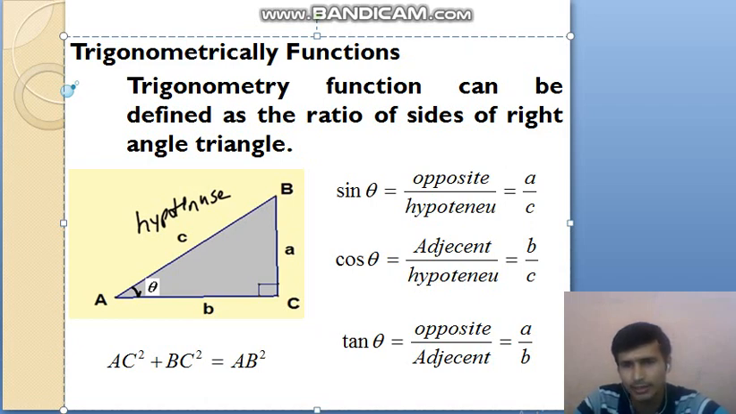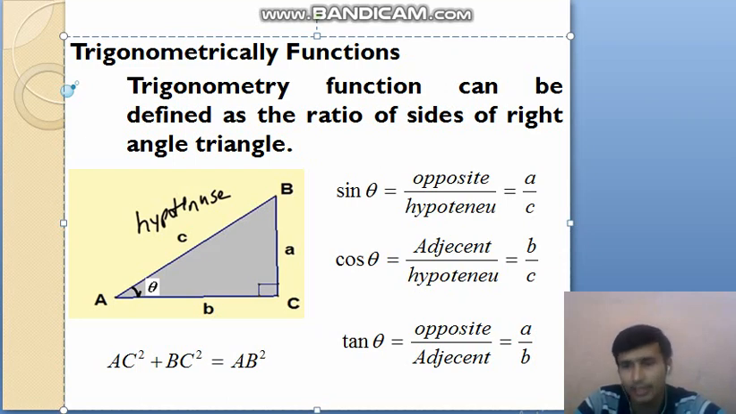Cos theta is the adjacent side divided by the hypotenuse. Here the adjacent side is B and the hypotenuse is C, so we get B divided by C. And tan theta is opposite divided by adjacent, A divided by B. So similarly, the trigonometric functions are derived from the ratios of the sides of the right angle triangle.